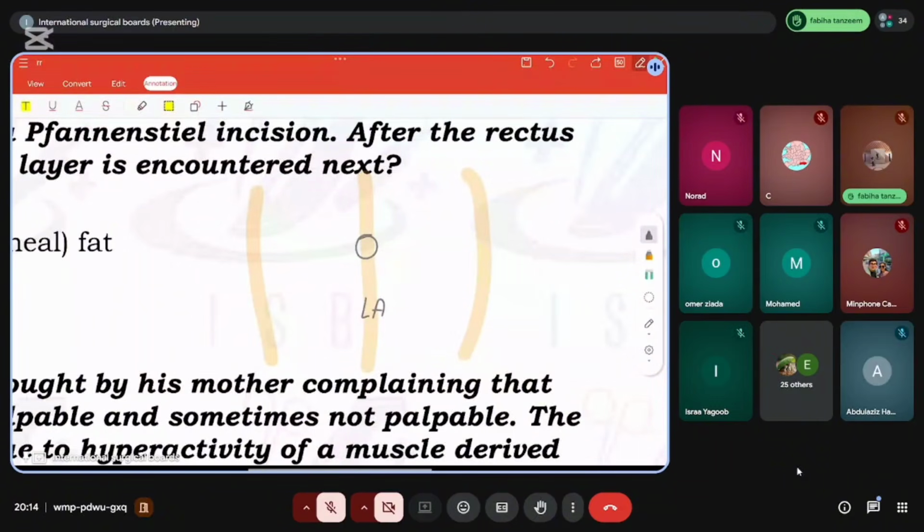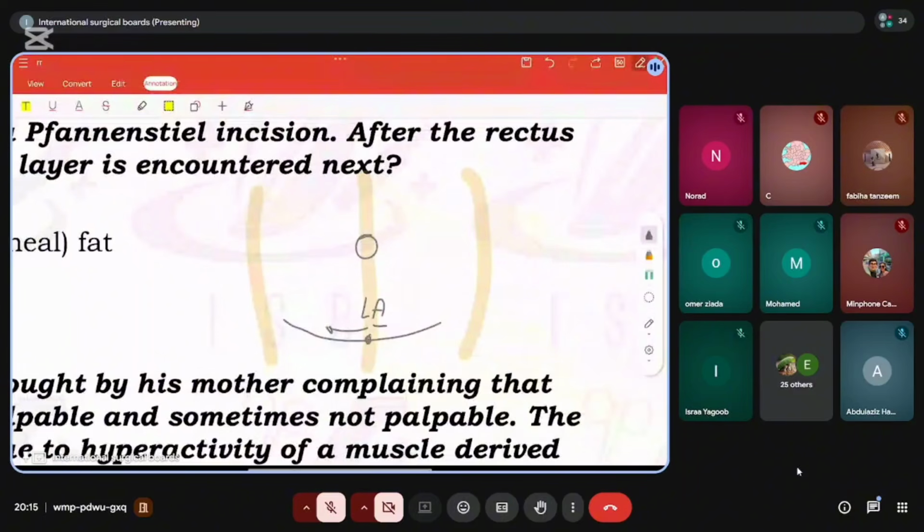Pfannenstiel incision is made below the level of the arcuate line. So there's no posterior rectus sheath. Is that right, Fabia? Okay, so we do a curvilinear incision with a skin crease, then we move through skin, superficial fascia, and then after that we will encounter the anterior rectus sheath. We do not open the anterior rectus sheath, we open the linea alba, and then retract the muscle with its anterior sheath. So after that will be transversalis fascia.